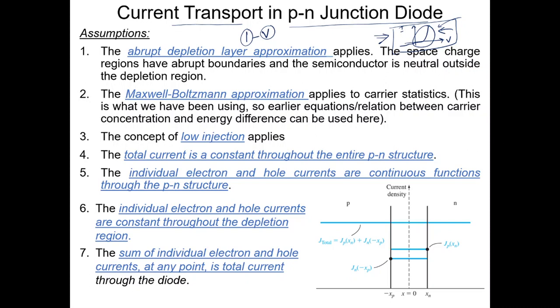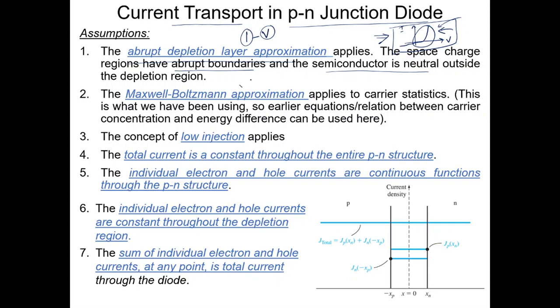The first assumption is the abrupt depletion layer scheme, or we assume that the depletion layers are abrupt, though practically we know that they are not abrupt, but here we are assuming that they are. The junctions are abrupt, both sides are uniformly doped homogeneous semiconductors, the interface is abrupt, and the depletion layer is also abrupt, right? Therefore the space charge region has abrupt boundaries, and outside these boundaries the semiconductor is charge neutral.